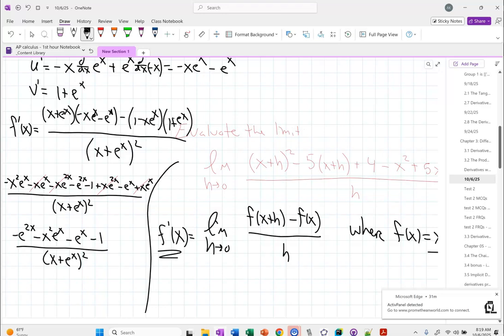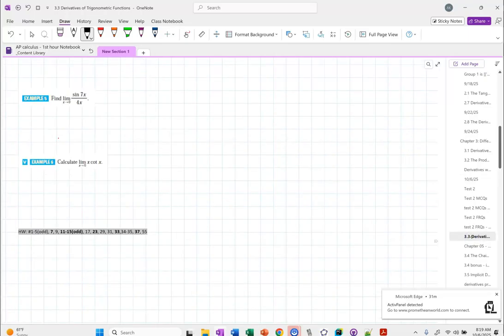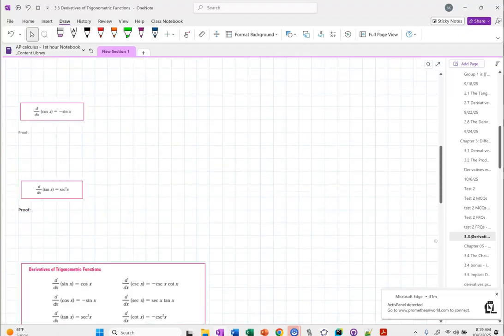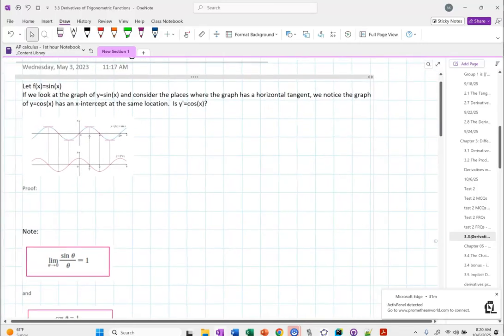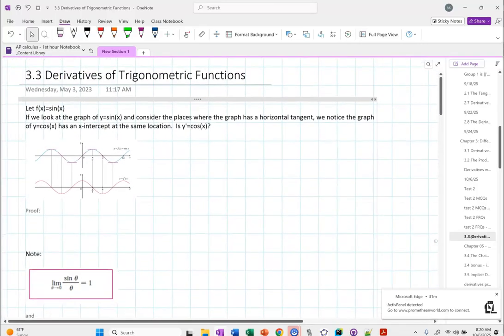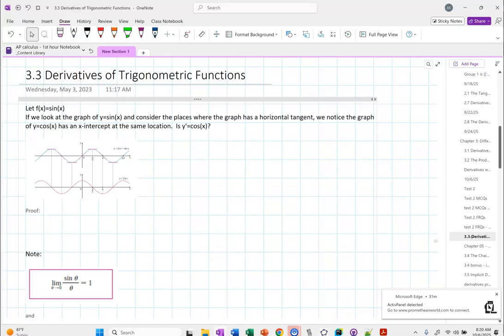Okay. Everybody feel reasonably okay? Let's talk then about section 3.3. Who loves trigonometry? We're going to be talking about derivatives of the trigonometric functions here.